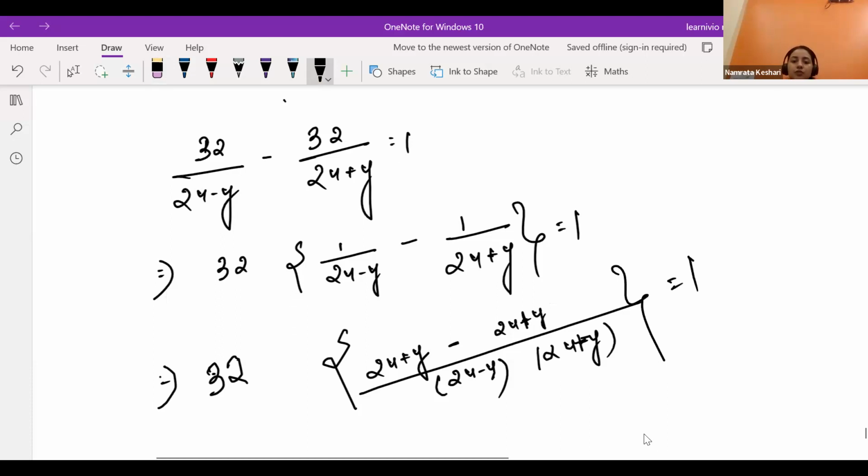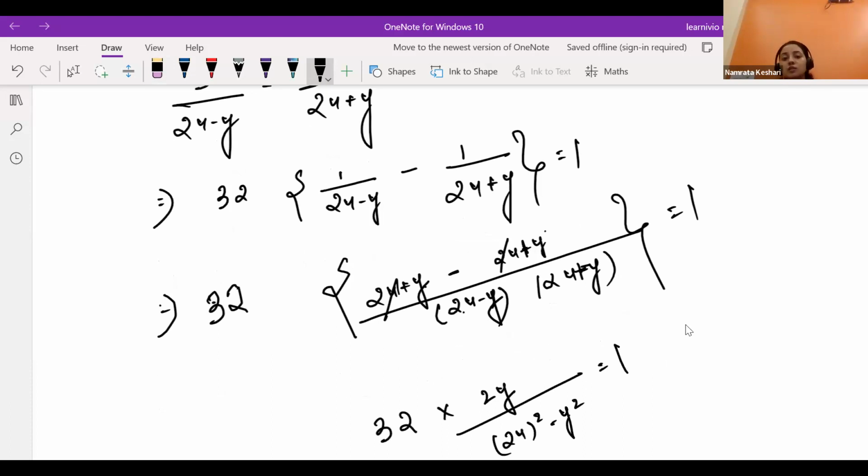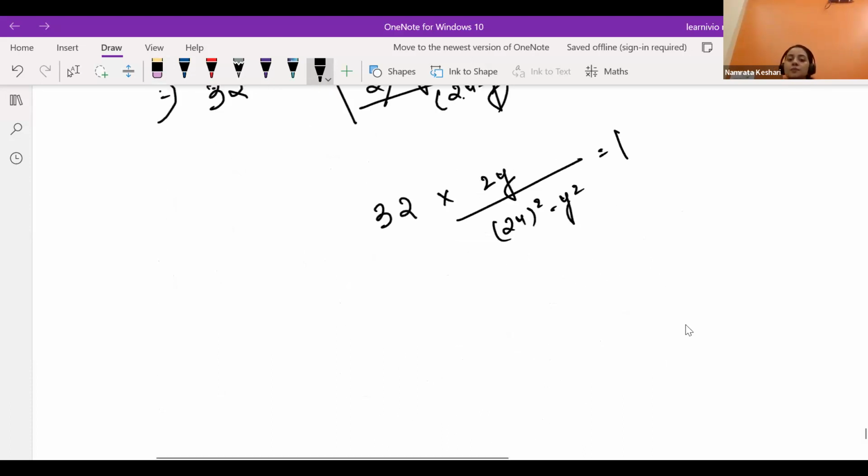It is equal to 1. From here you can see 24 and 24 cancel, and you end up getting 2y in the numerator. So 32 was already in the numerator and 2y you got from the curly bracket. In the denominator, an a plus b, a minus b structure is there, 24 plus y, 24 minus y, which is 24 square minus y square. You can shift it to the other side, where it gets multiplied with 1. So we will have 32 two times, which is 64y, and here we will have 24 square minus y square.